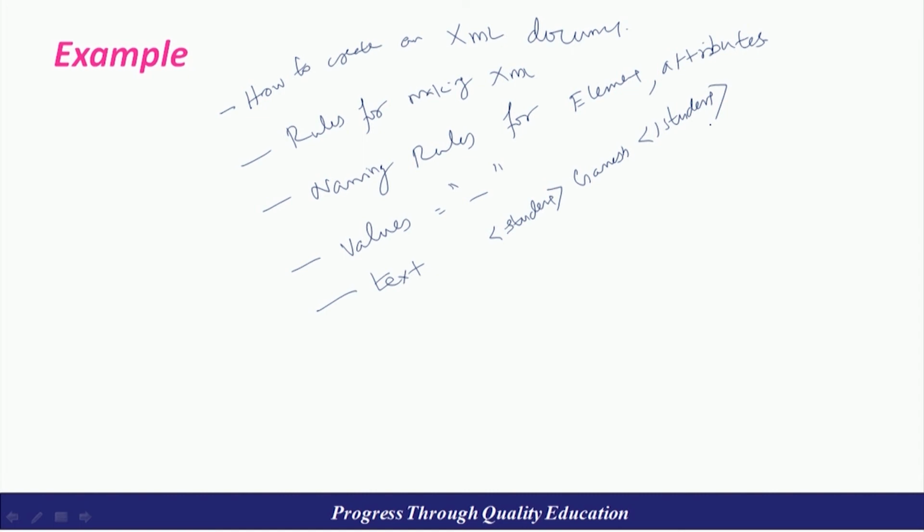These are the important rules that we have to follow for making an XML document, and later the well formed XML document can be validated with the help of DTD or schema.